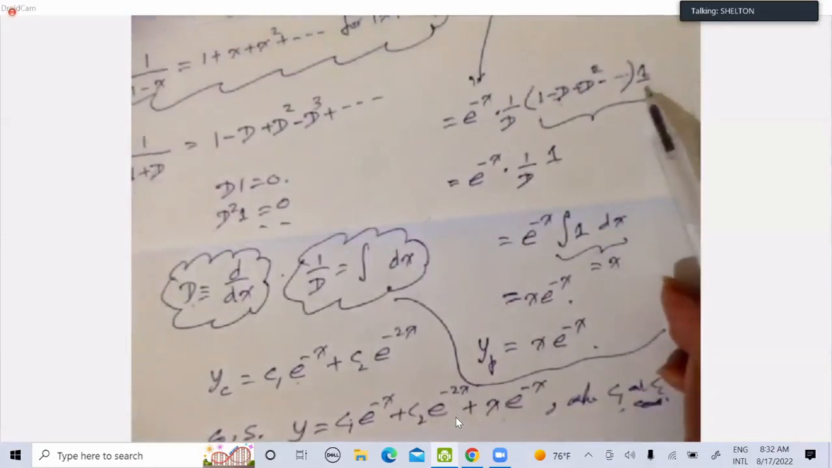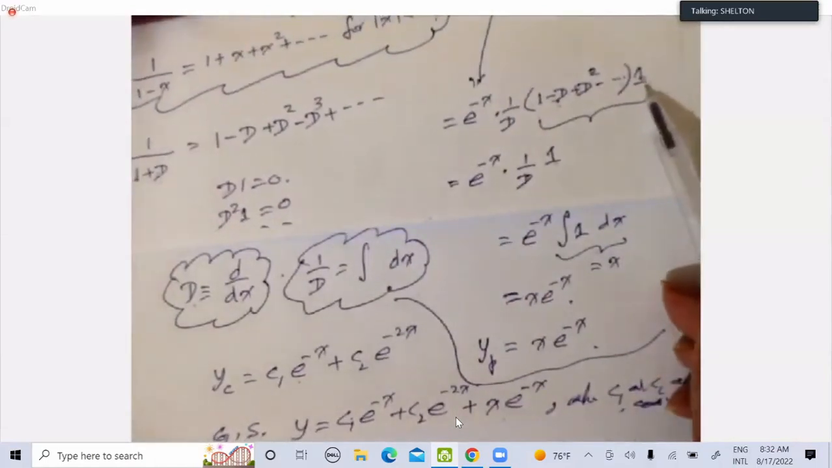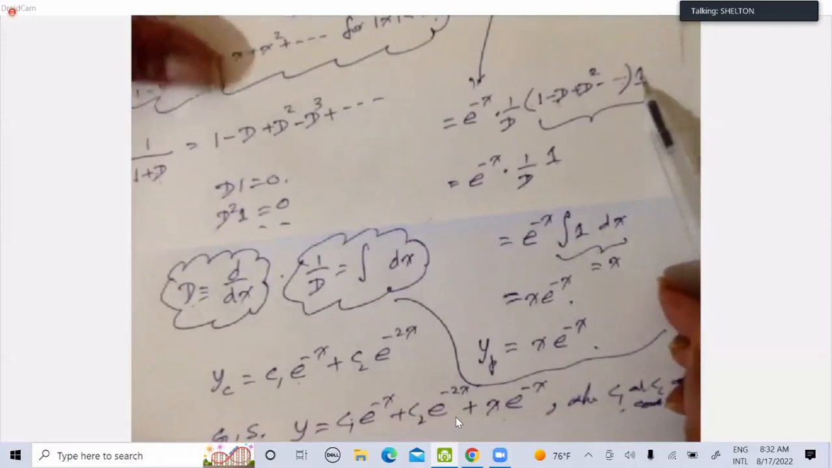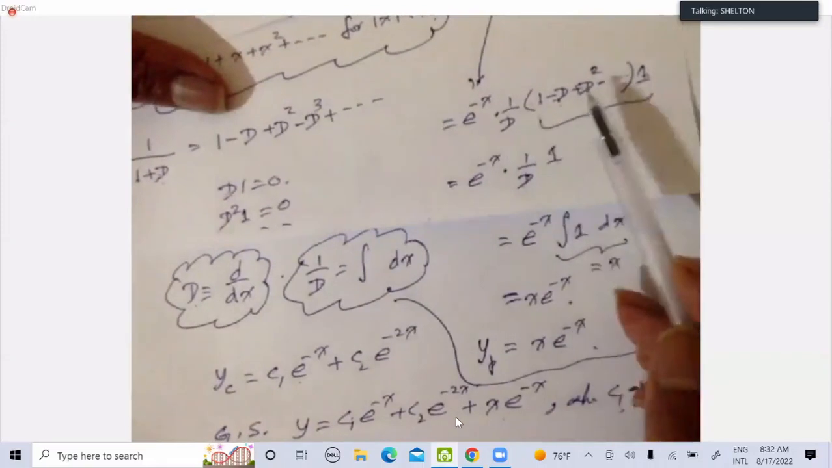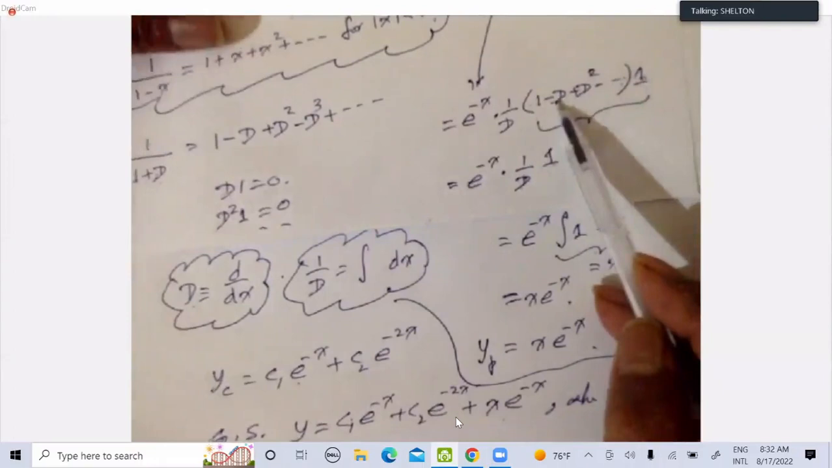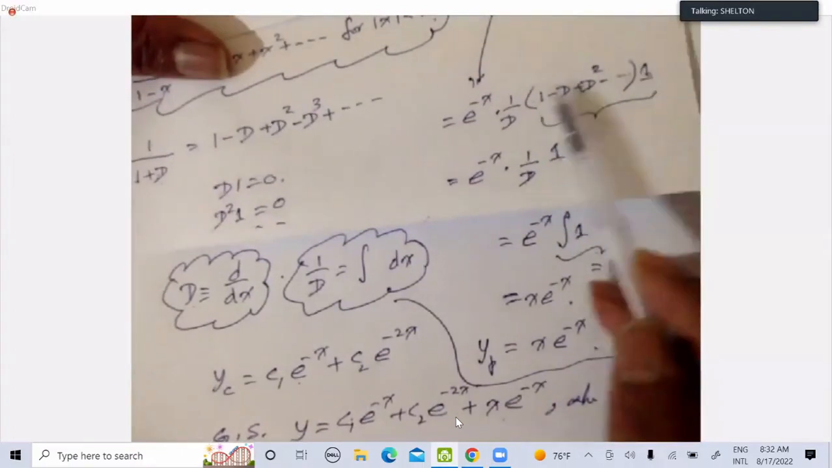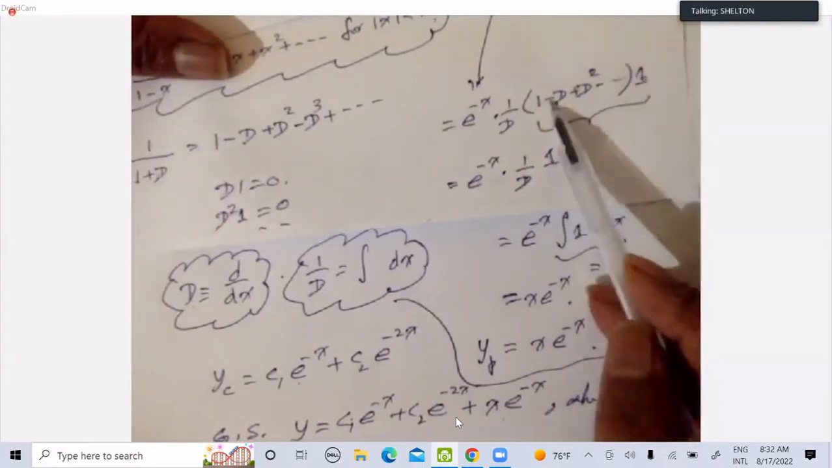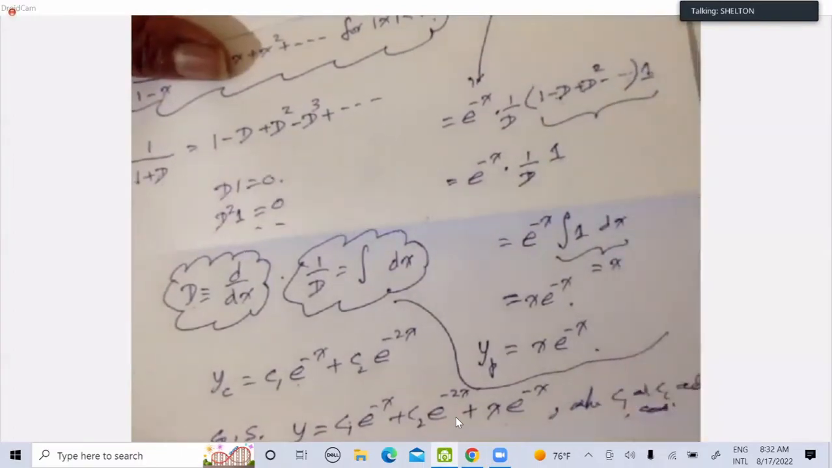This would be x there. So you would get 1 here, x dx is, if this is x, you get x, dx is 1. All the rest becomes 0.